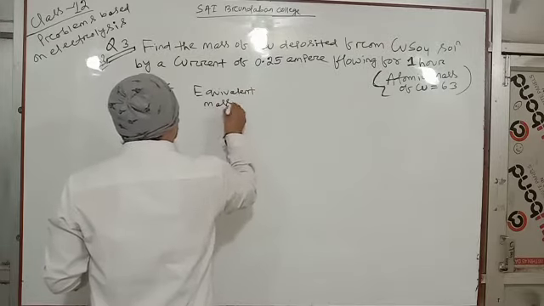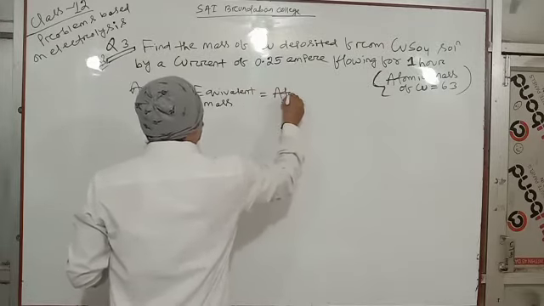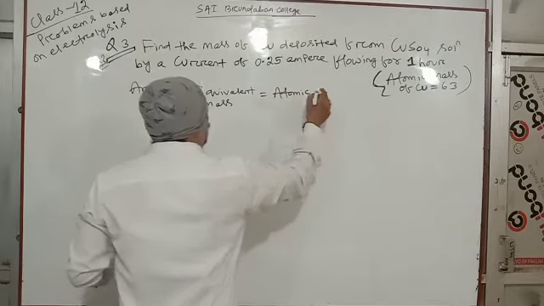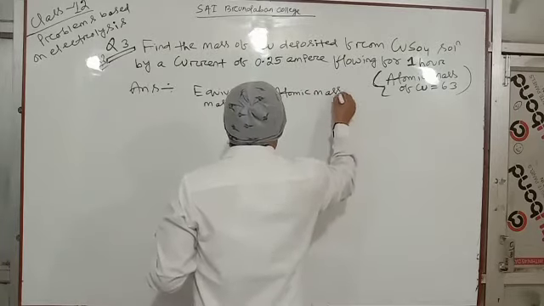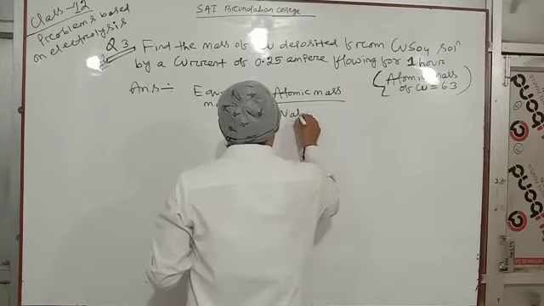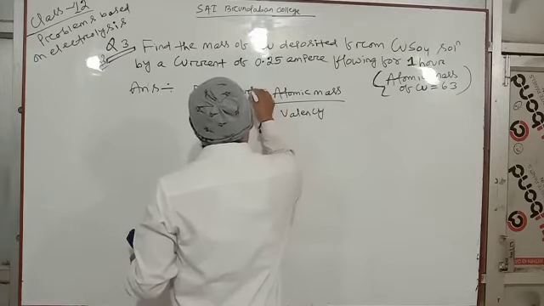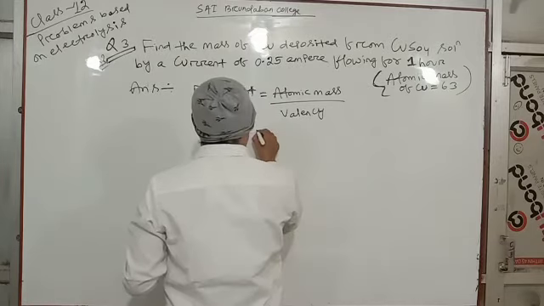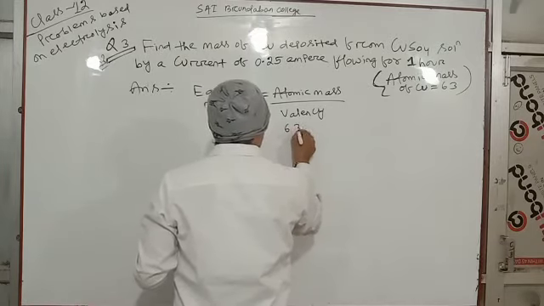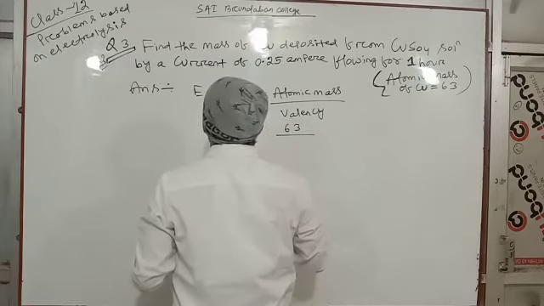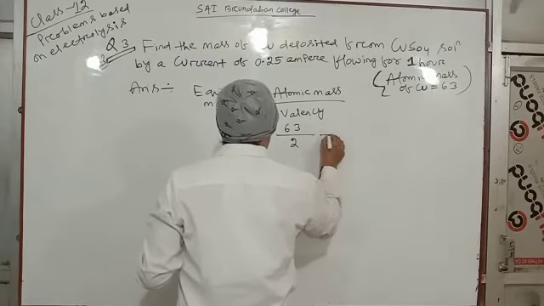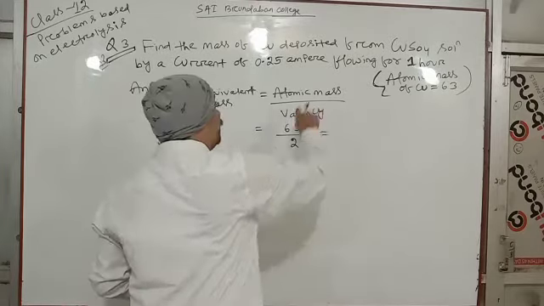Equivalent mass is equal to atomic mass divided by valency. Atomic mass of copper is 63, divided by valency. The valency of copper in copper sulfate is 2.